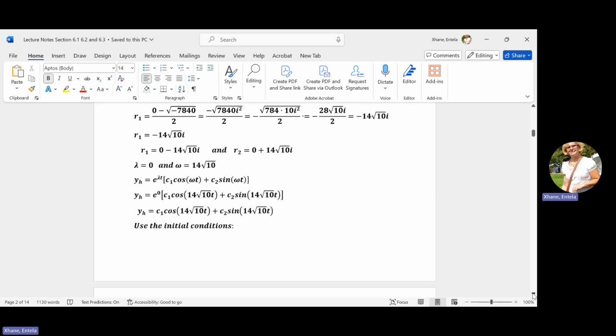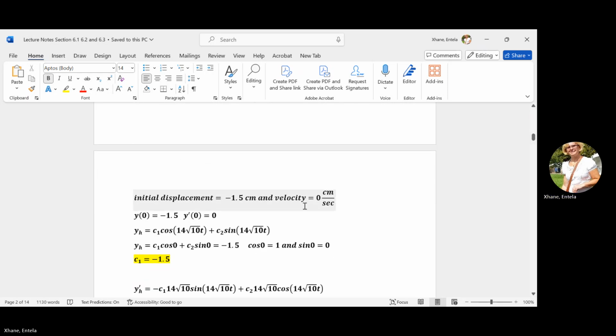Now I'm about to use the initial conditions. The initial displacement is negative 1.5 centimeters. Why negative 1.5 centimeters? Remember I mentioned below equilibrium. This is where that below is applied. And then there's no velocity, so that means velocity is 0. We know the velocity is the derivative with respect to time of the displacement. So at time 0, u prime will be 0, and the displacement u of 0 is going to be negative 1.5.